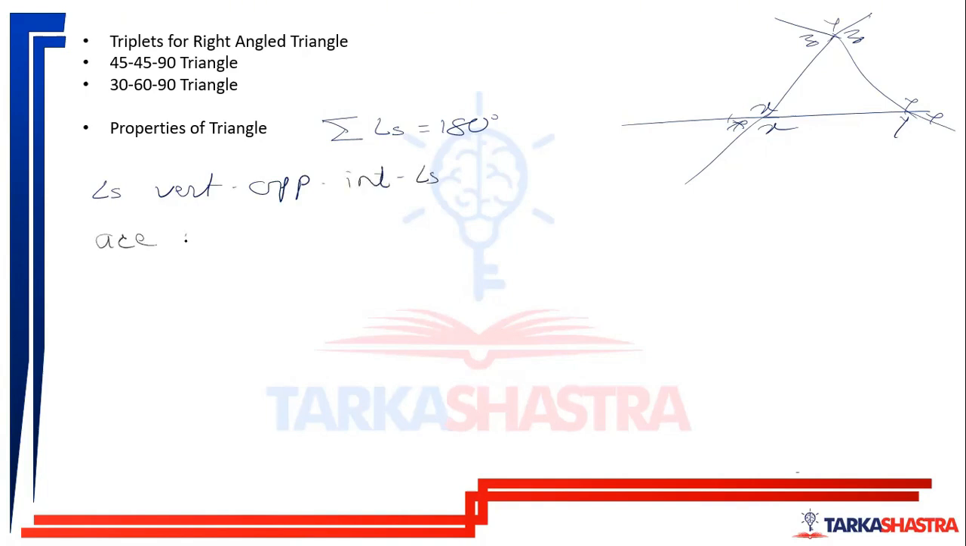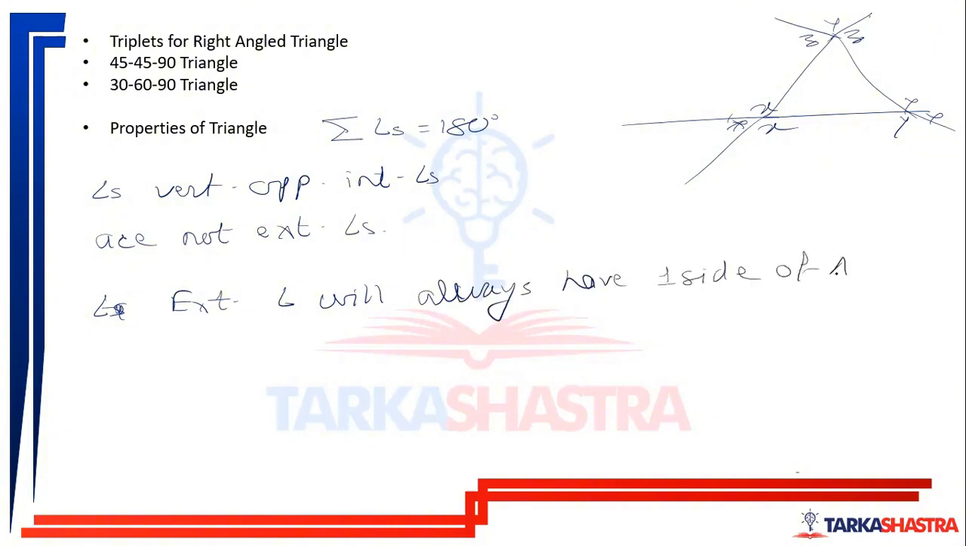Angles vertically opposite the interior angles are not the exterior angles. An exterior angle will always have one side of the triangle as an arc, correct? So the sum of all the exterior angles of a triangle is 360 degrees. Okay, ये एक basic property है, हमेशा ध्यान में रखना.